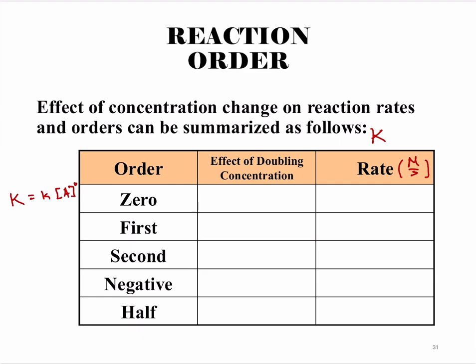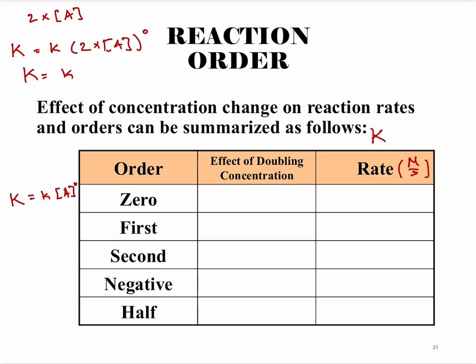We have 2 times concentration of A. So we have uppercase K equals lowercase k times 2 times the concentration of A to the power of 0. We just put it all under that exponent, right? And what's 2 times A to the power of 0? 1. Anything to the power of 0 is 1, right? So this is always going to be equal to lowercase k.